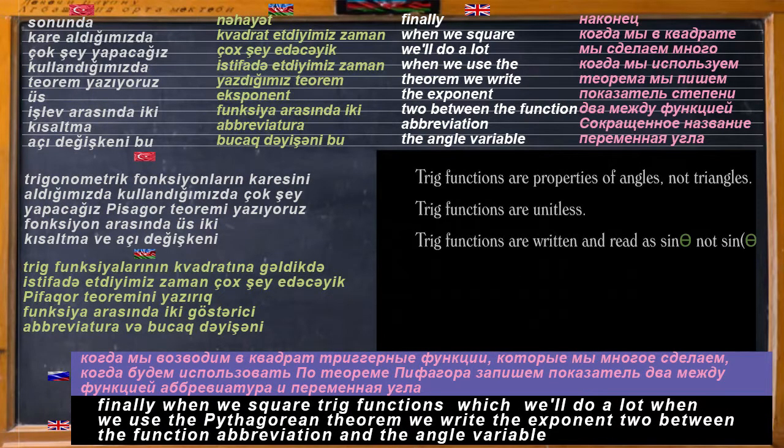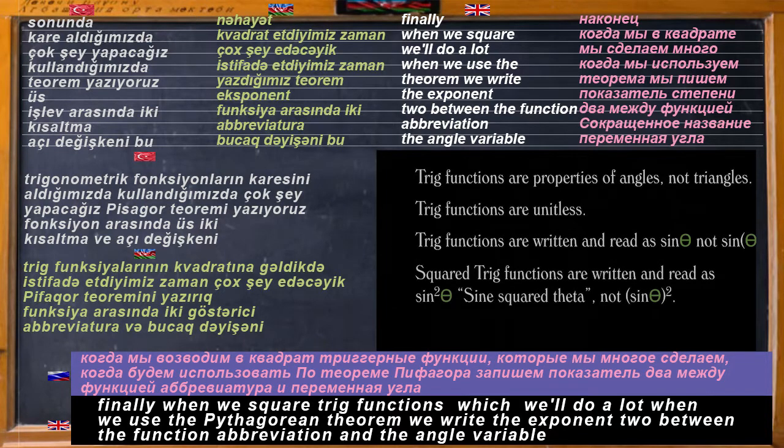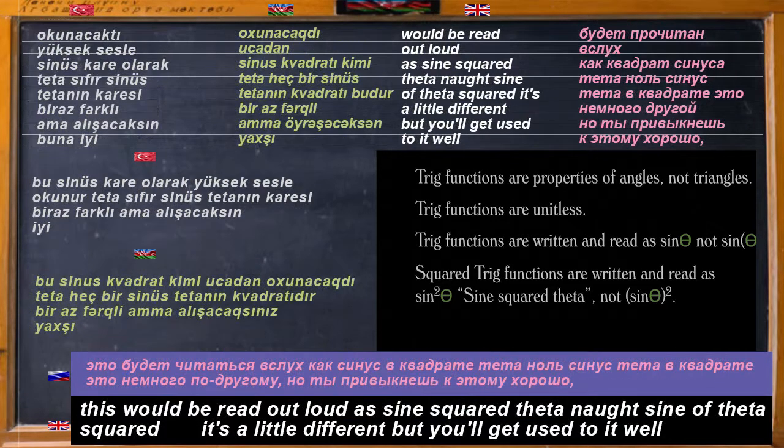Finally, when we square trig functions, which we'll do a lot when we use the Pythagorean theorem, we write the exponent 2 between the function abbreviation and the angle variable. This would be read out loud as sine squared theta, not sine of theta squared. It's a little different, but you'll get used to it.